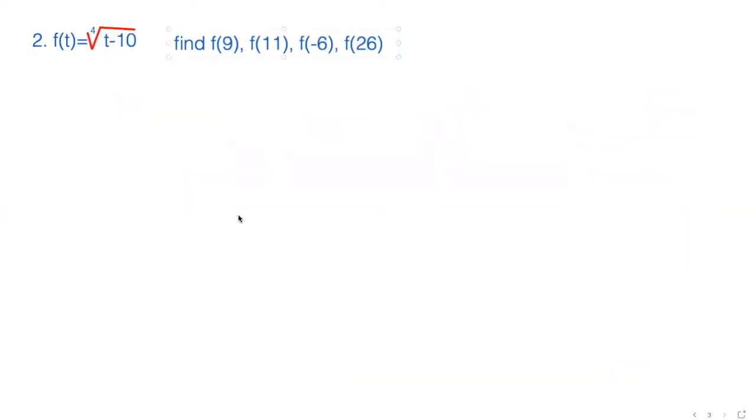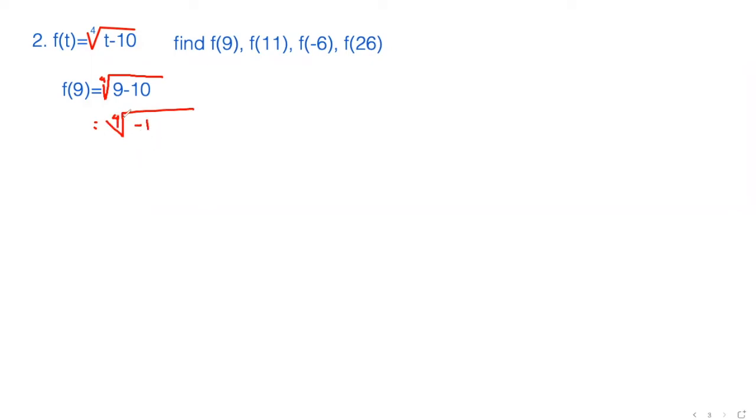So the second question is f(t) equal to the fourth root of t minus 10. So this is the function. We have to find f(9), f(11), f(-6), and f(26). So for each of them, let's plug in the value and see. f(9) equal to the fourth root of 9 minus 10, equal to the fourth root of negative 1.